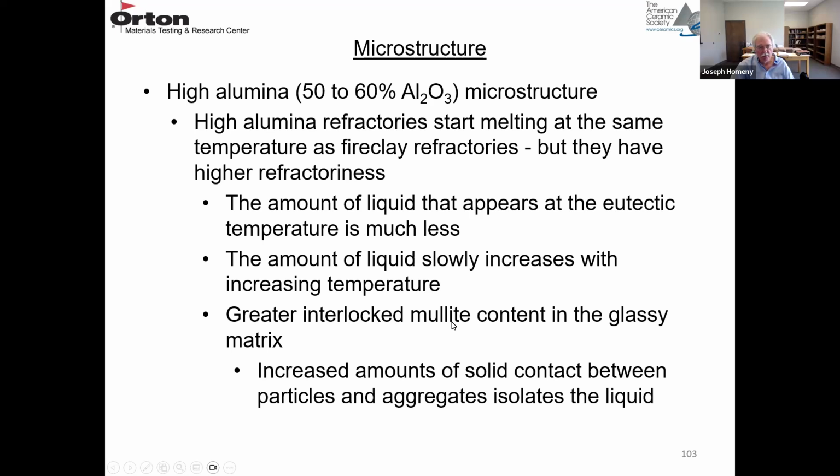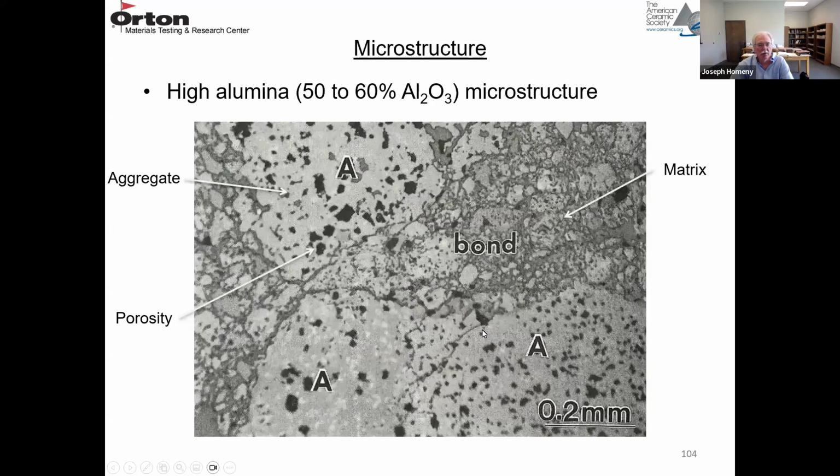And these materials have more mullite present, so it's a greater quantity of these interlocked needle-type crystals. They're still in a glassy matrix. So you have increased amounts of solid contact with this mullite formation, and that's direct bonding, and direct bonding tends to isolate the liquid. And when you have direct bonding, you're going to have better high temperature properties.